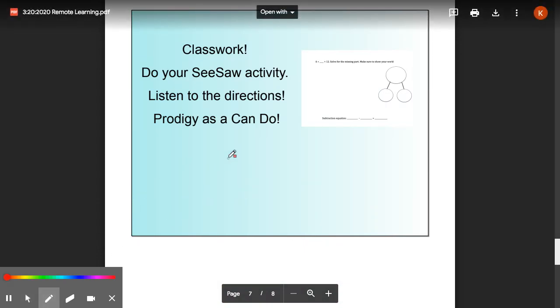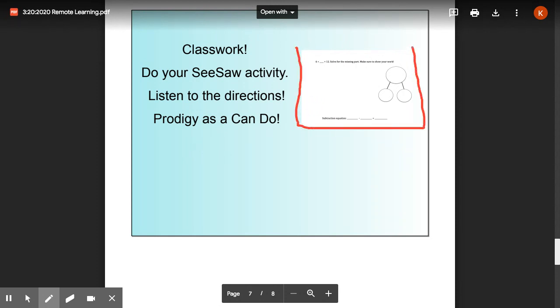Last but definitely not least, you have a classwork assignment on the Seesaw activities. So if you go to your Seesaw and click activities, you will see this assignment for you to complete. Once you've completed it, go ahead and post it, and then you can do Prodigy as your can do.